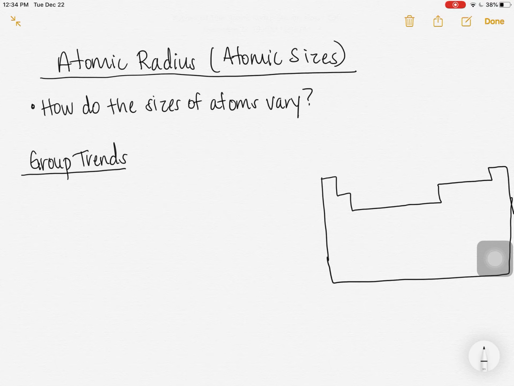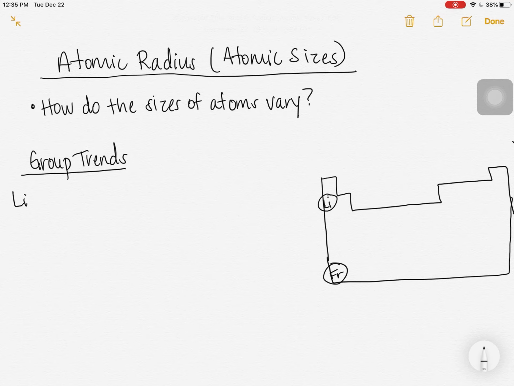Okay. So the first thing we're going to look at is the trend within a group. Remember, your groups are the ones that go up and down on the table. I'm going to do an example of lithium, who's right here, and francium, who's right here. Okay. What I'm going to discuss is whether one of these is bigger or smaller than the other one. So how would we even begin to answer this?